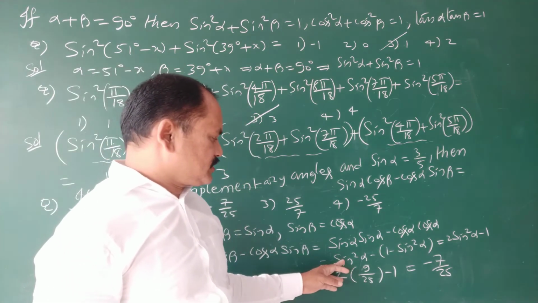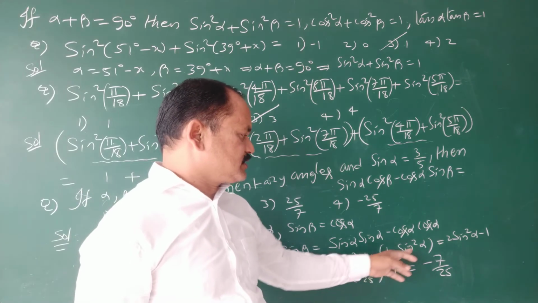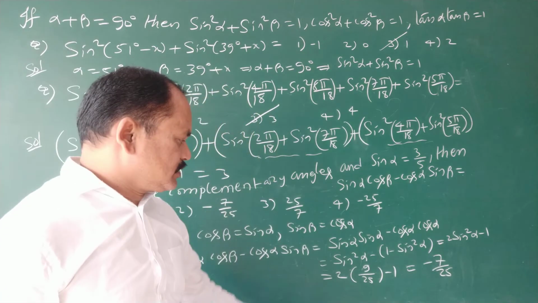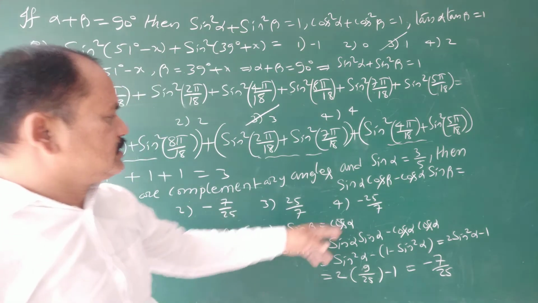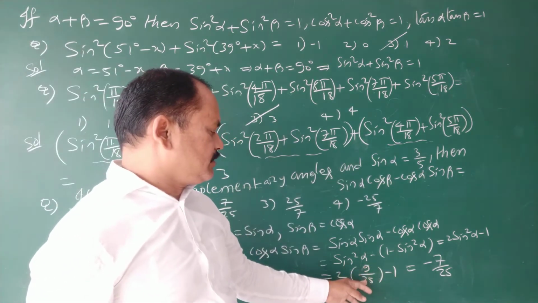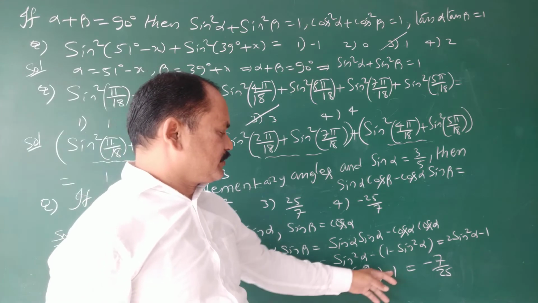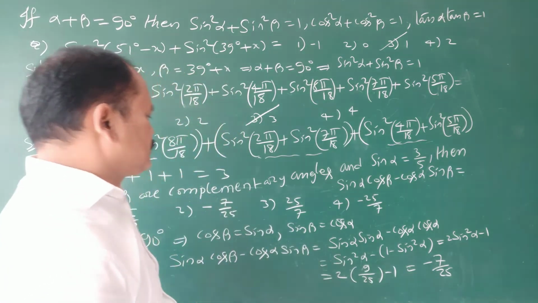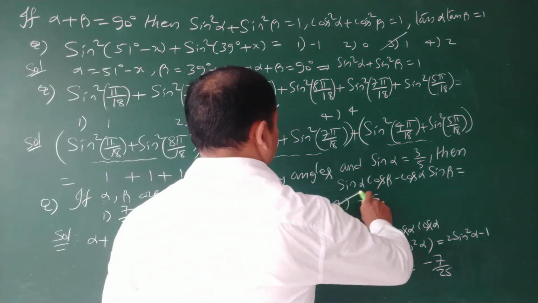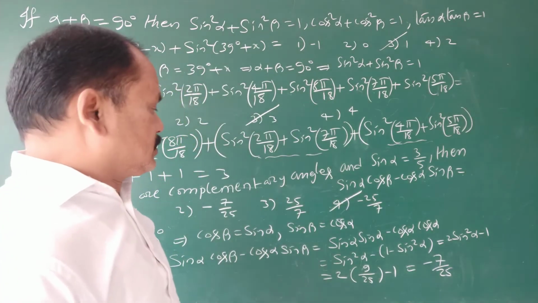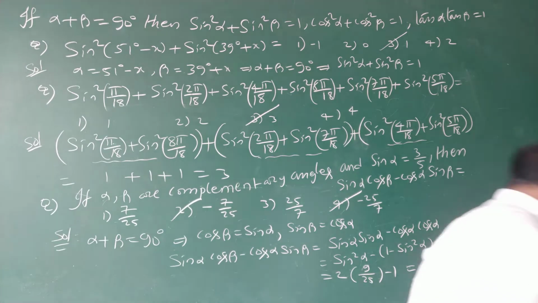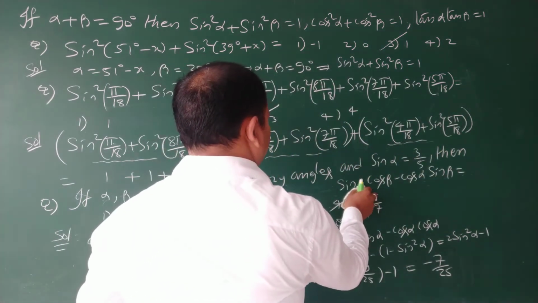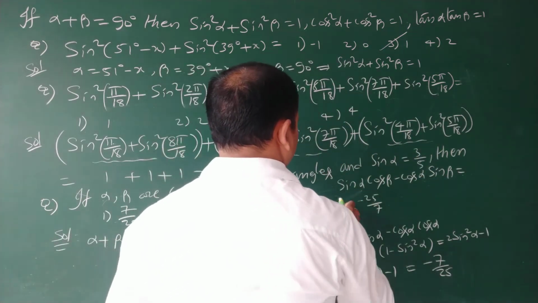That's why sin square alpha minus 1 plus sin square alpha, which is 2 sin square alpha minus 1. What is sin alpha? That is 3 by 5. So 9 by 25, 18 by 25 minus 1. That is minus 7 by 25. That is in the fourth option. That's all. Okay, sorry. That is the second option, not the fourth option. That is the second option, minus 7 by 25. Right?